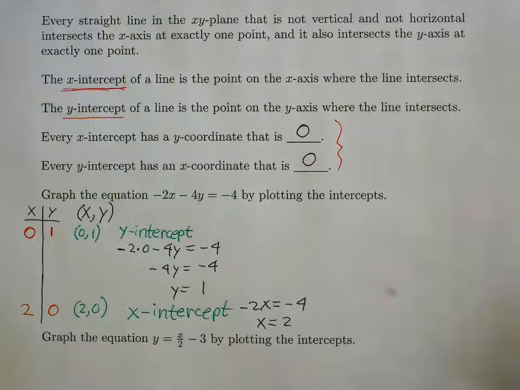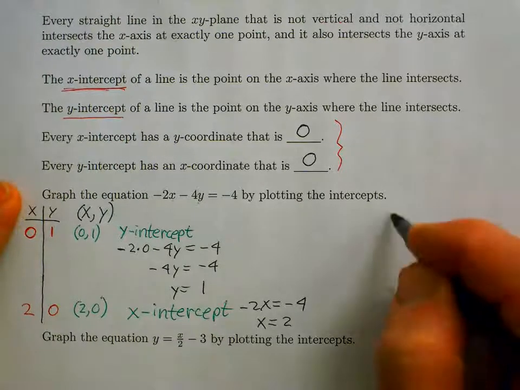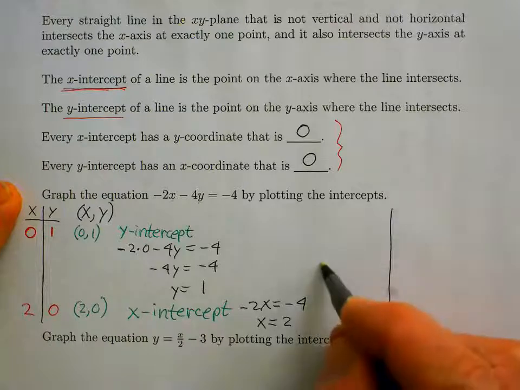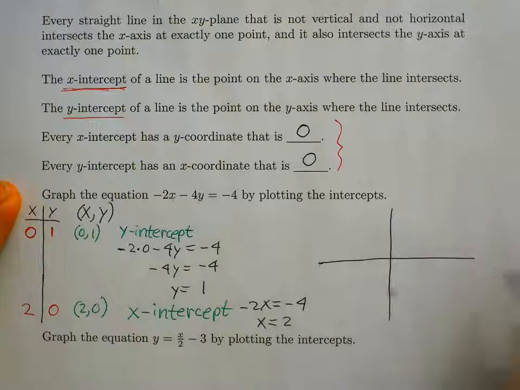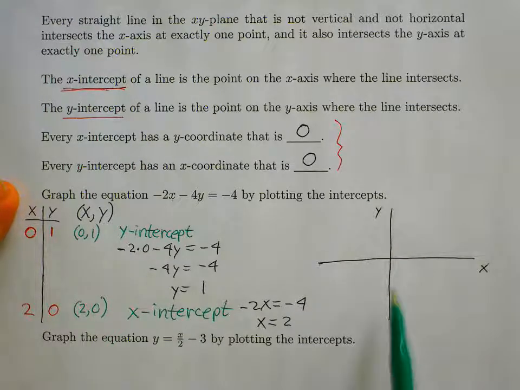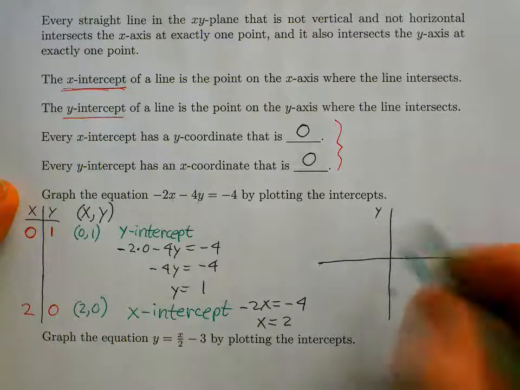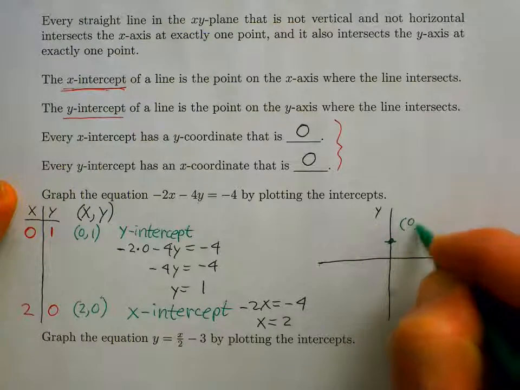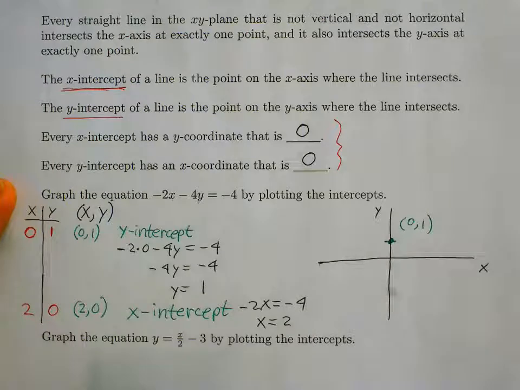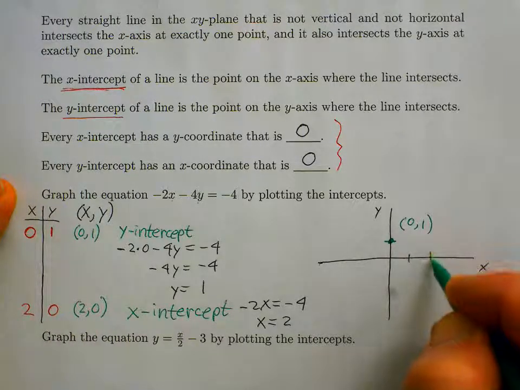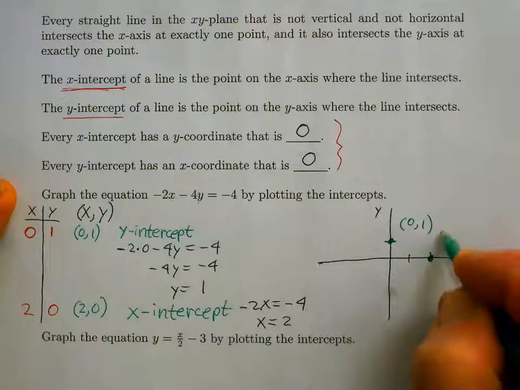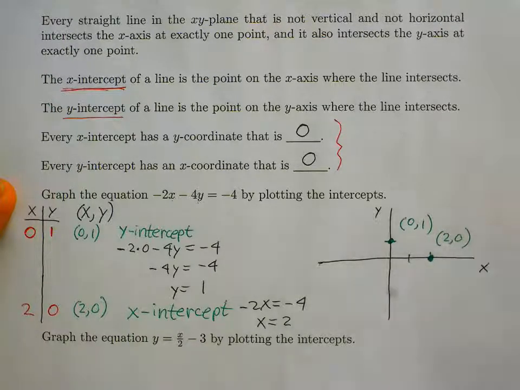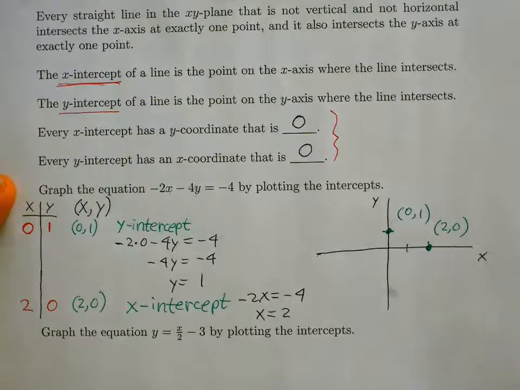Okay, so now we can sketch a graph of this equation, this linear equation in two variables, x and y. So we plot the y-intercept, 0, 1. So we'll label the point 0, 1. Plot the x-intercept, 2, 0. 2, 0, that's the x-intercept. And then we can draw a straight line through those 2 points.